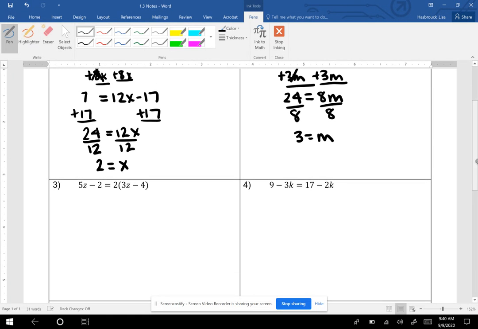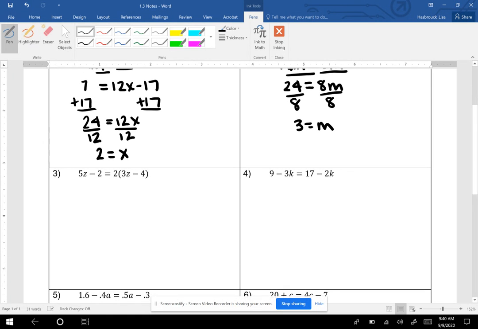For number 3, we have 5z minus 2 equals 2 times 3z minus 4. The first thing I notice is there's some distribution to be done. So I am going to distribute the 2 first. I have 5z minus 2 equals 2 times 3z is 6z. 2 times a minus 4 is minus 8.